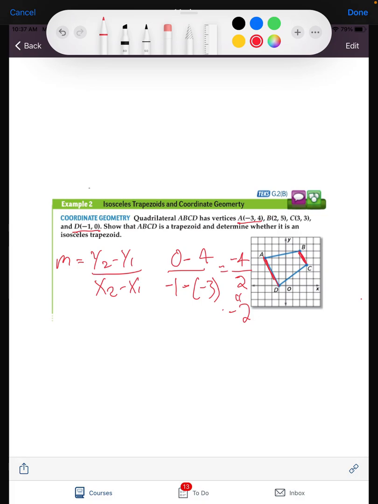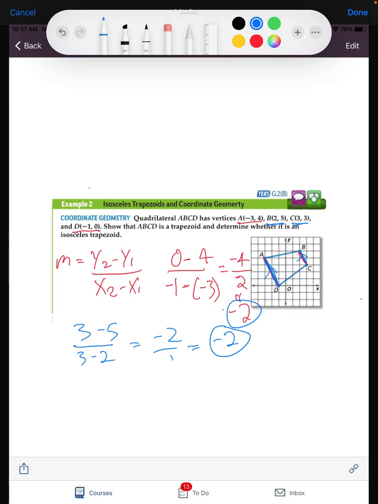And then let's take a look at B to C. Our y2 minus y1 is going to be 3 minus 5 over x2 minus x1, 3 minus 2. So we get negative 2 over 1 equals negative 2. So our slopes for AD and BC are equal to each other. So then we can say it is going to be a trapezoid because these two are parallel.